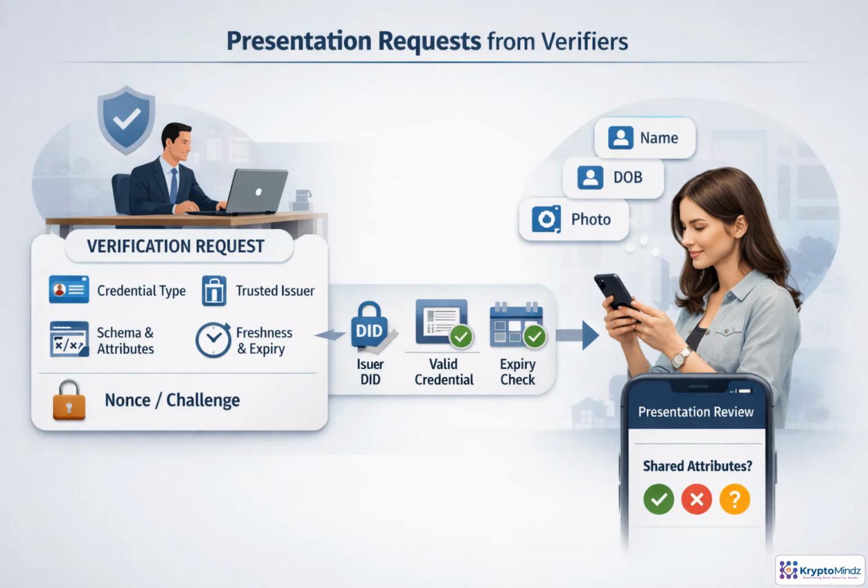A presentation request is the verifier's way of asking for proof with rules attached. It can specify the credential type, acceptable issuers, schema, expiry, status, and the particular claims or predicates needed. The wallet checks those constraints, including a fresh nonce or challenge, so an old response cannot be replayed. Then it translates the request into plain language for the holder. Consent should happen before the wallet creates the presentation response.